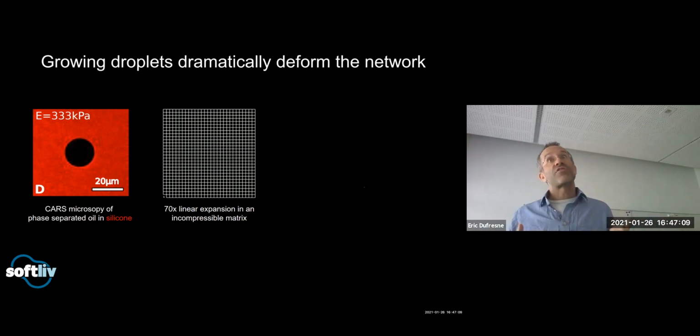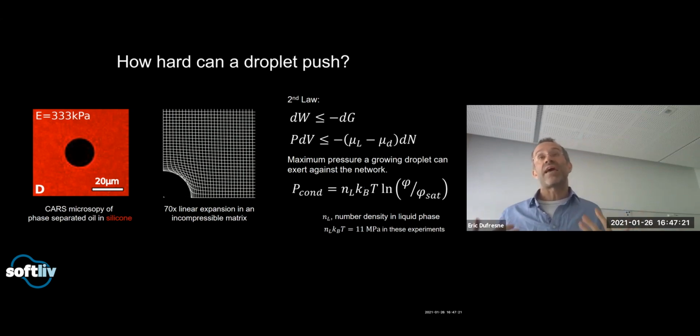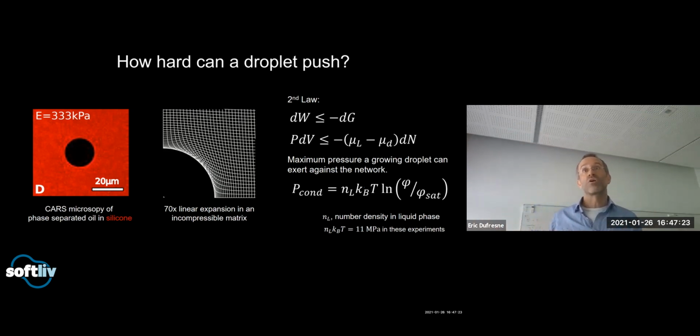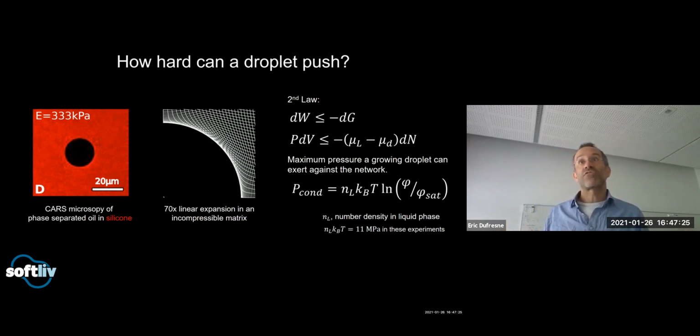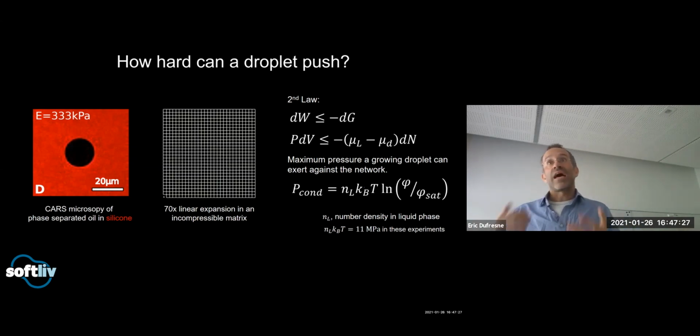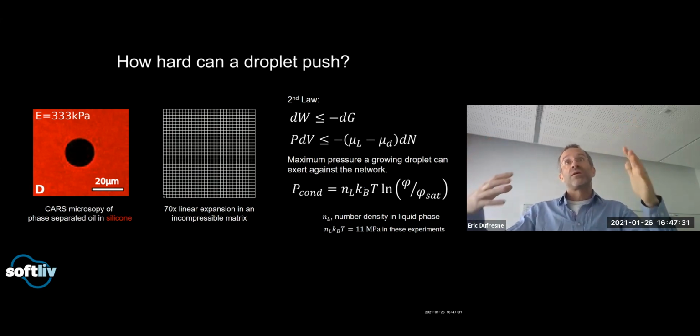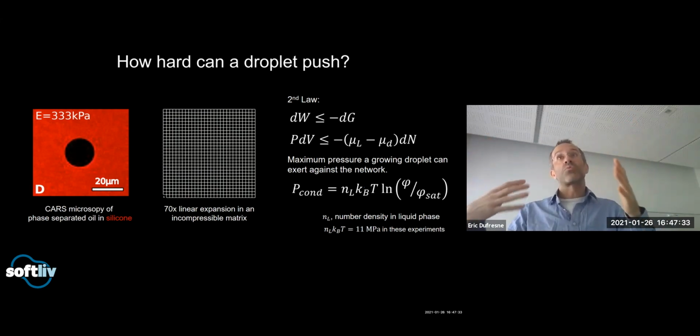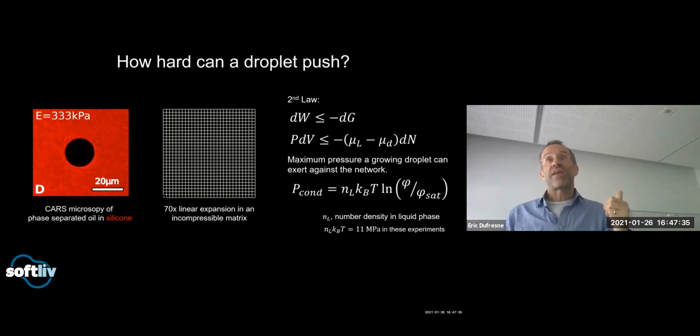So there are lots of different things that might happen. You might imagine that this network would break, that it would crack, that it would do all sorts of things, and we'll get back to breakage and cracking later, but it certainly has to push. At a bare minimum, it's gotta push against that network to deform it that much, okay? And so the second law of thermodynamics tells us that since the droplet growth is doing work on the network, there's a limit on how much work we can do because it's fueled by the phase transition, right?